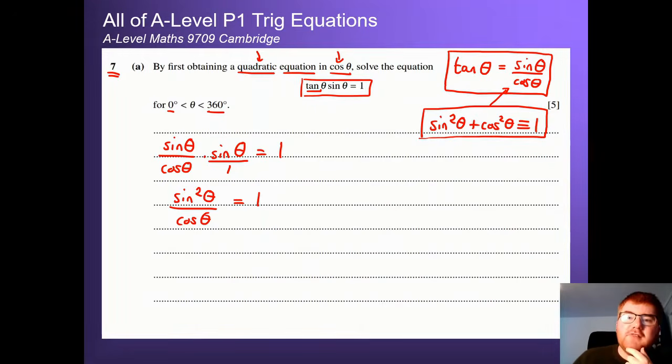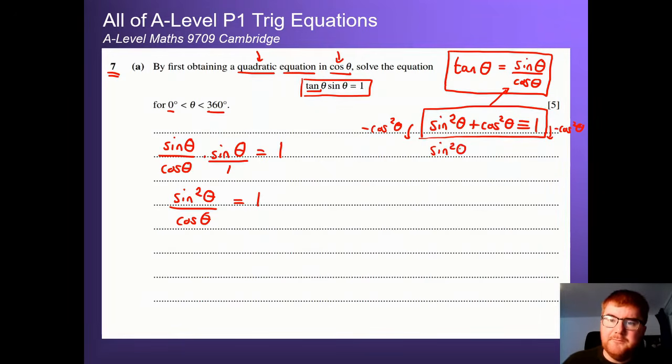These are probably the two most important identities. However, I want to rearrange this slightly, so I want the sine squared theta on its own. So what's the opposite of adding cos squared theta? Well, we need to minus cos squared theta from both sides. This gives us an alternative identity, which is then sine squared theta. This cancels, leaving us always equal to 1 minus cos squared theta.